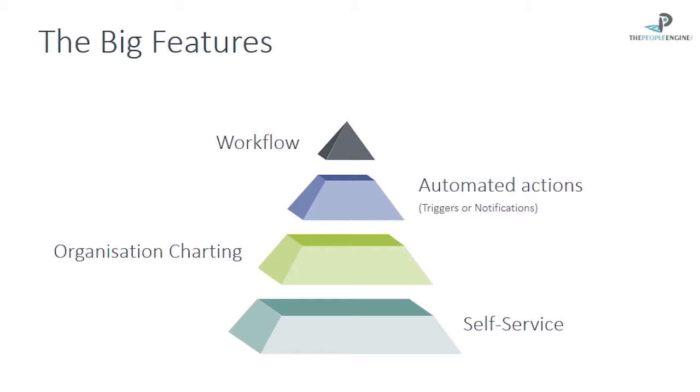And then if we turn to what we call the big features, the things that really make that engine work for you, there's workflow, which basically moves documents around the system for you. It means you don't have to run from one place to another gathering signatures. Automated actions or notifications. That's where you'll get an email or an SMS when there's been some change in data, and that will go to any selected people who need to know about that change so that they can take action. Organization charting, which is fairly self-evident, and self-service.